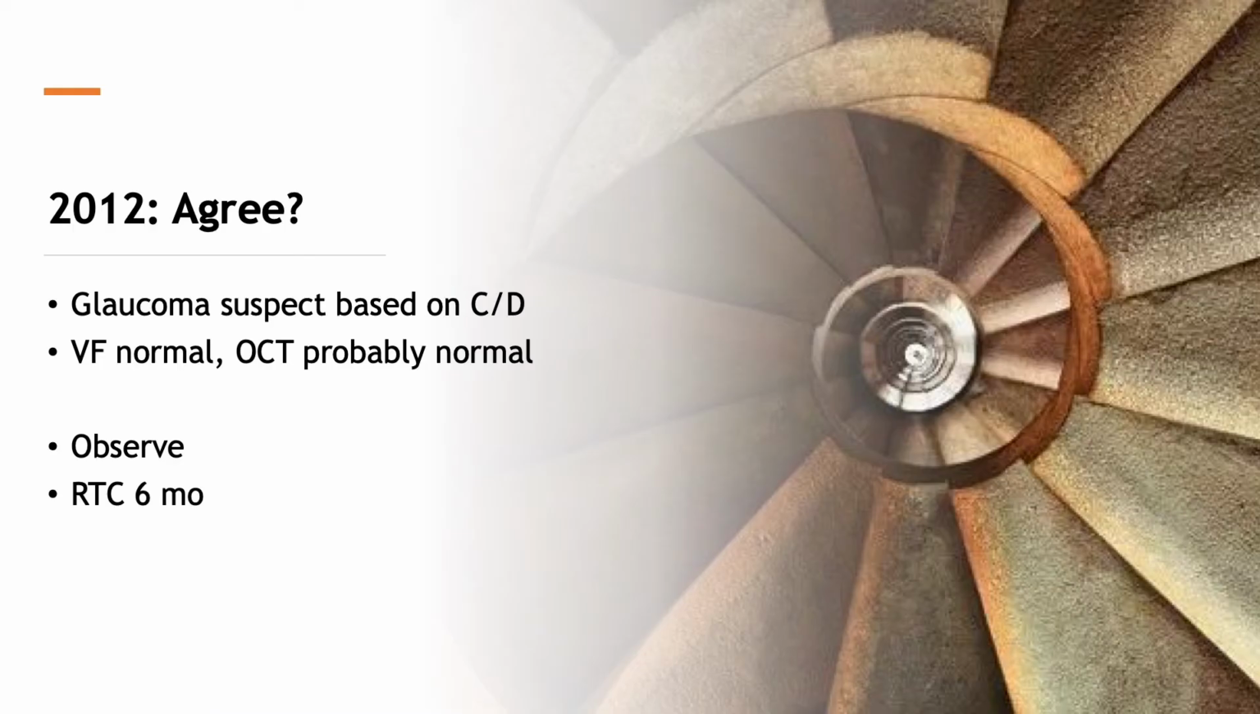And so I think, again, you put yourself back to 2012, and I think we would agree he is a glaucoma suspect, at least based on the cup to disc ratio. The visual field being normal, OCT probably normal, but probably suspicious enough that we would observe this patient at least every 6 months, and that's exactly what we did with this patient.